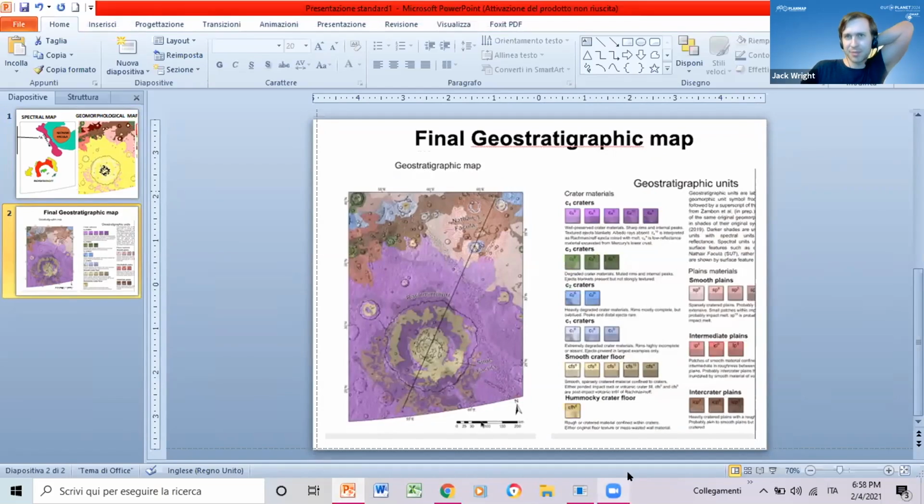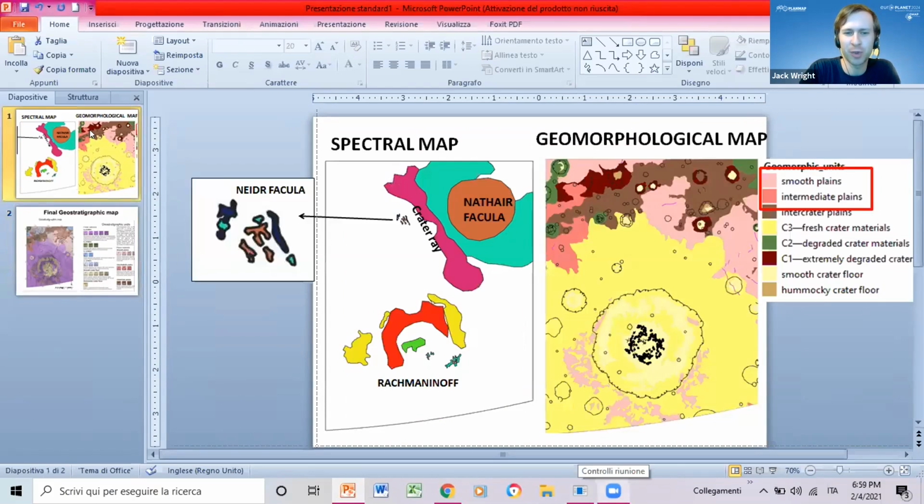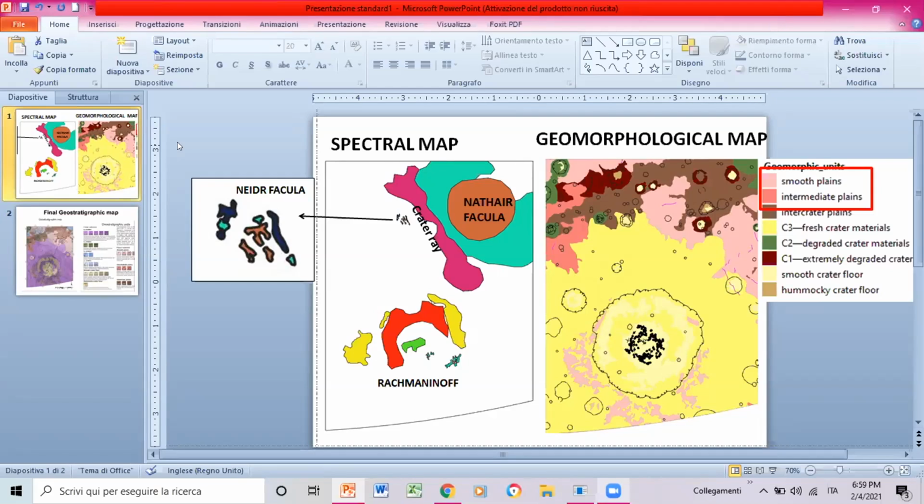Great. Whenever I was making the map that you've got on your screen at the moment, I was sometimes a bit frustrated that there wasn't always a good correspondence between the spectral units and the geomorphic ones. You said that sometimes the intermediate plains and the intercrater plains weren't so well characterized by spectral units. Can you guess why that might be, Julia? Can you give an idea of what you think the reason is why there are some geomorphic units that don't have a clear spectral signature of their own?